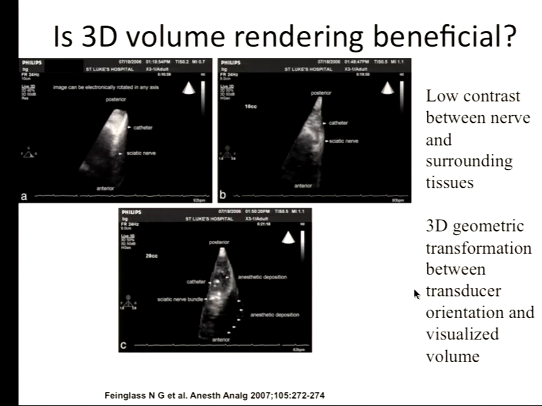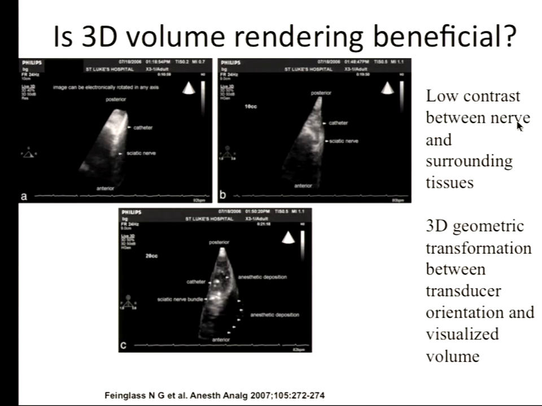The other way of visualizing the 3D images is what is called volume rendering. So in this case, you try to see a full volume visualization of the tissue and the needle. So this is another image from an article. This is, I believe, a femoral nerve injection. It's very difficult to visualize where the needle is and where the nerve is. And the problem is that the contrast between the nerve and the surrounding tissue is very low.